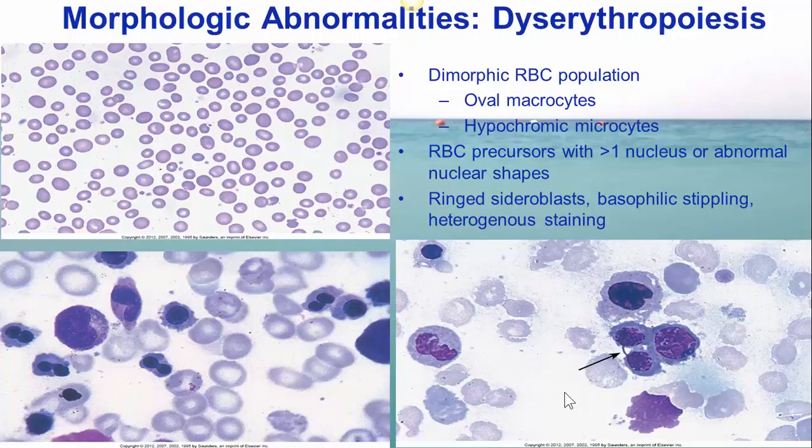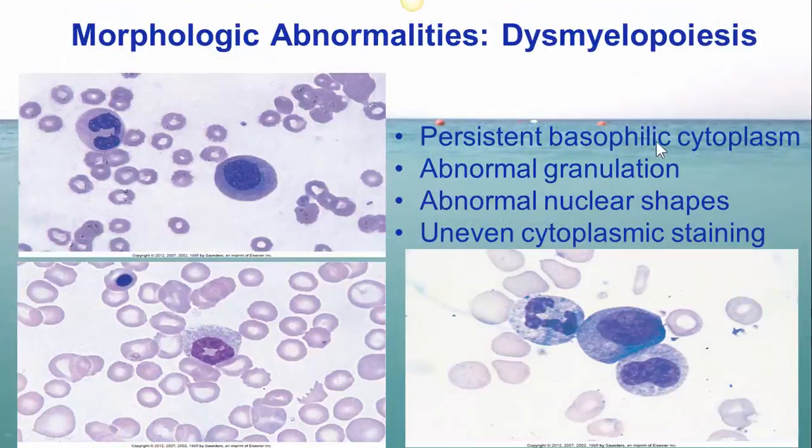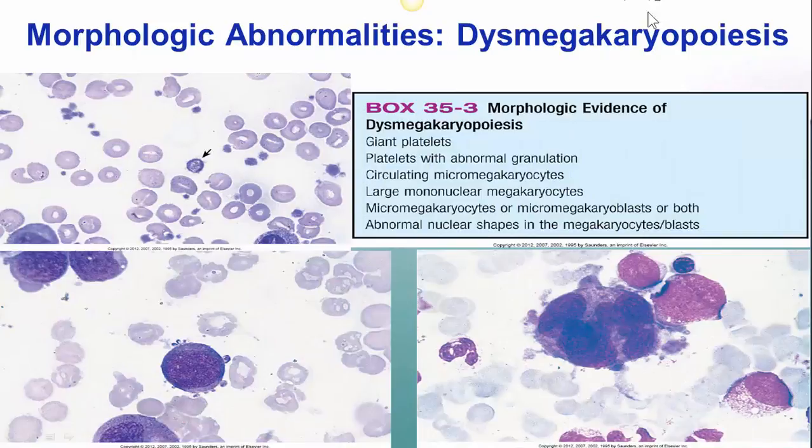Ringed sideroblasts are a common finding. This myelopoiesis is featured as persistent basophilic cytoplasm. The cell looks mature, but cytoplasm stays basophilic, as shown in all three images. Abnormal granulation, it can be no granules at all, as shown in the image on the top left. Abnormal nuclear shapes, as shown in the image on the bottom left. The nucleus forms a ring, and uneven cytoplasmic staining, as shown in the image on the right.